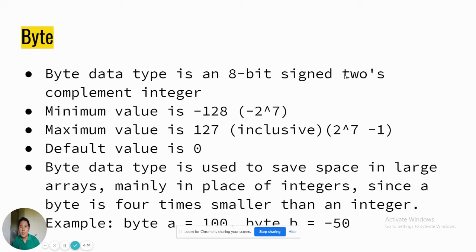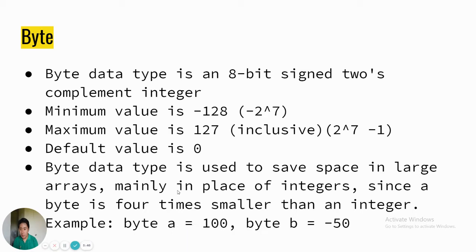The first data type is byte, B-Y-T-E. You can see here the description of what a byte is. Byte is an 8-bit signed two's complement integer. The minimum value of byte is negative 128, and the maximum value is 127. Byte is for small numbers. The default value of byte is 0, and it is used to save space in large arrays, mainly in place of integers, since a byte is 4 times smaller than an integer. Byte is the smallest.